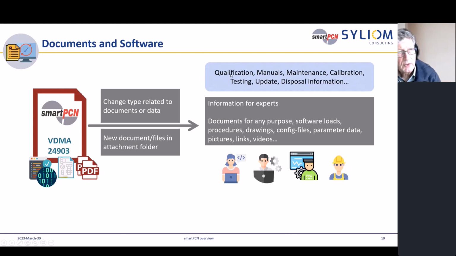And those are some other use cases for documents and software, like qualification, manuals, maintenance, calibration, testing, update, and disposal information. All kinds of these documents can be attached to some items, to objects, and can be communicated via smartPCN.